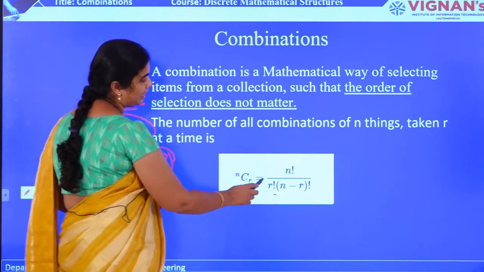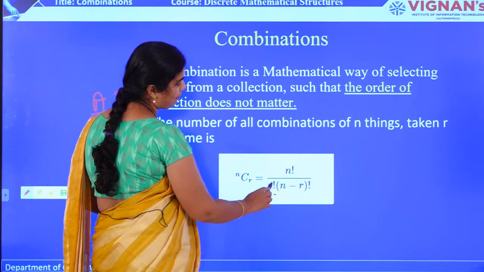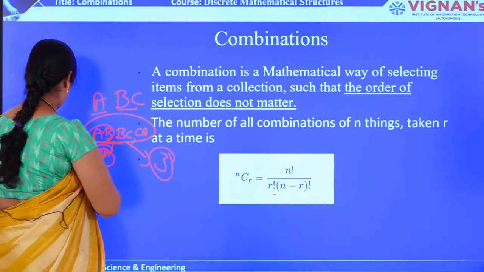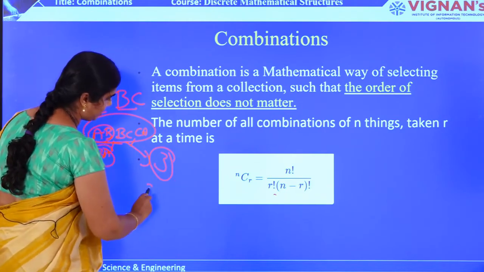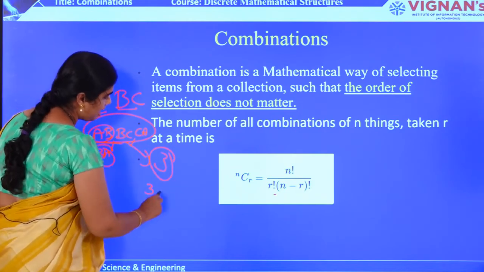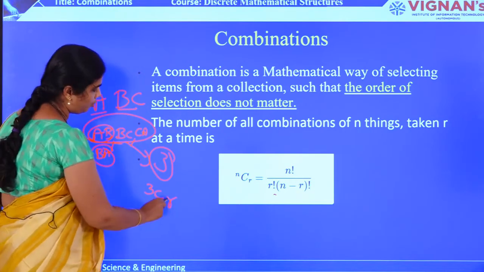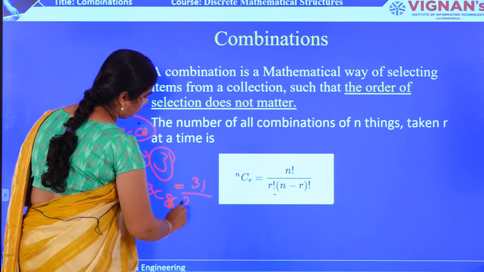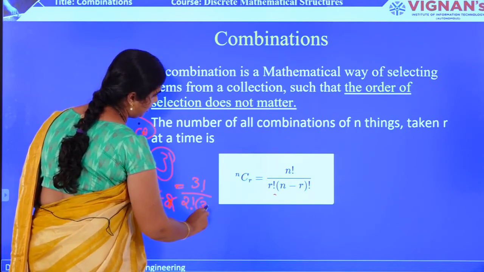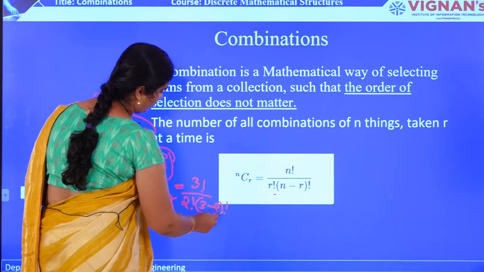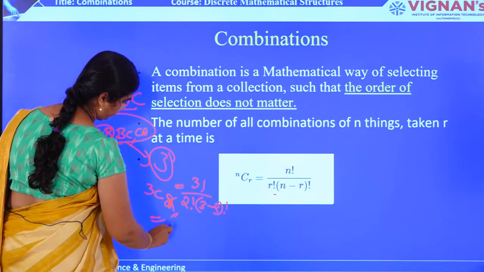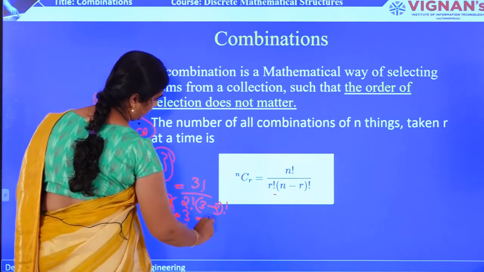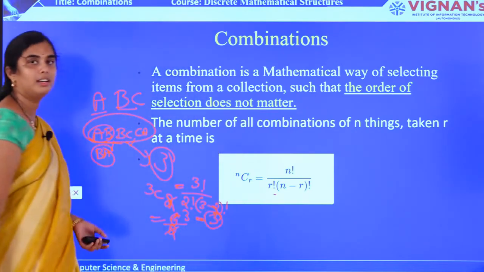See, nCr is equal to n factorial by r factorial into n minus r factorial. Guys, here I am given three persons, and from those 3 persons I am asked to group 2 persons. Then it will be 3 factorial by 2 factorial into 3 minus 2 factorial. That means 6 by 2, that is equal to 3. Is that correct?